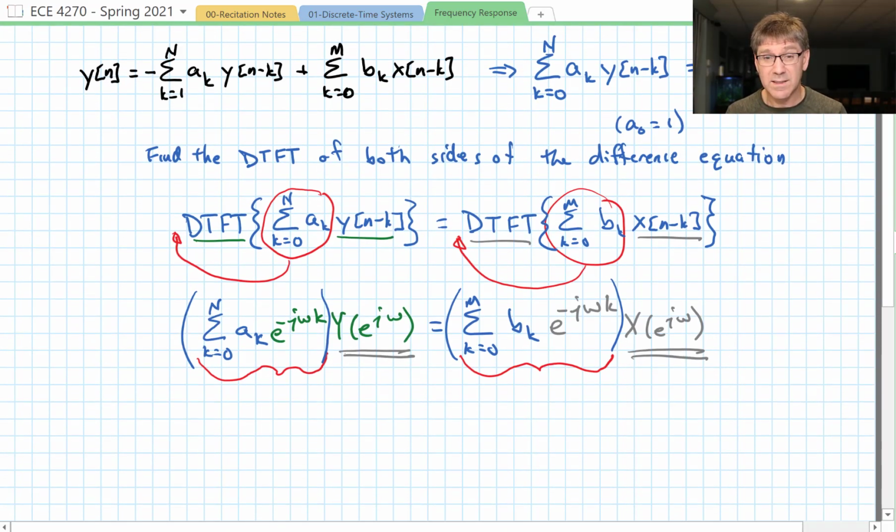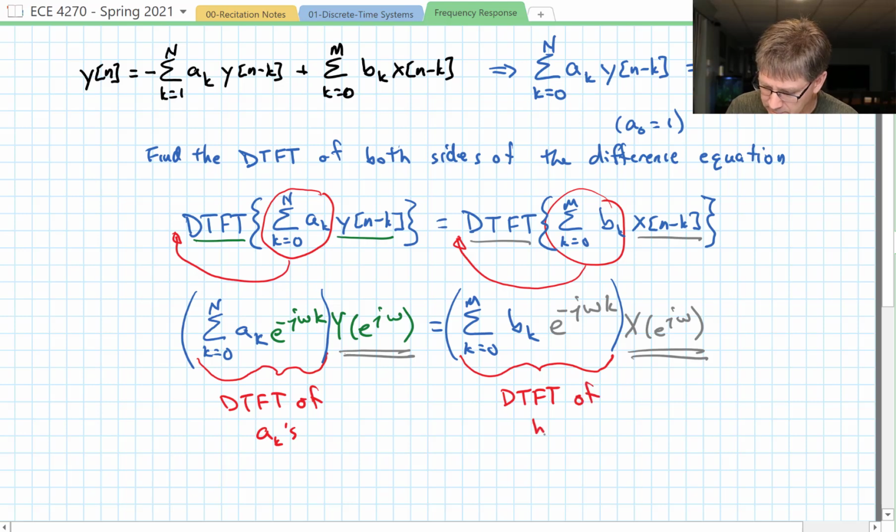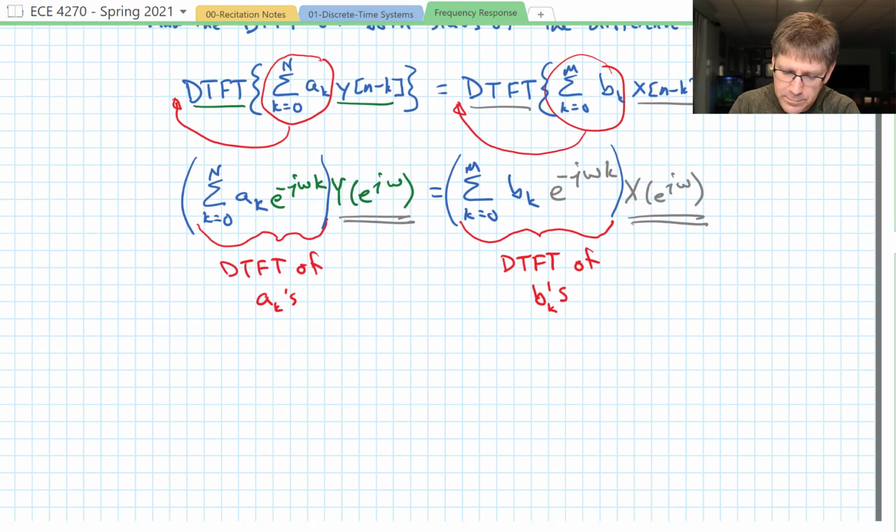In essence, it's the DTFT of our coefficients. So we'll do a few things to show how this works. First, let me just write this: the DTFT of the AKs, and this is the DTFT of the BKs.